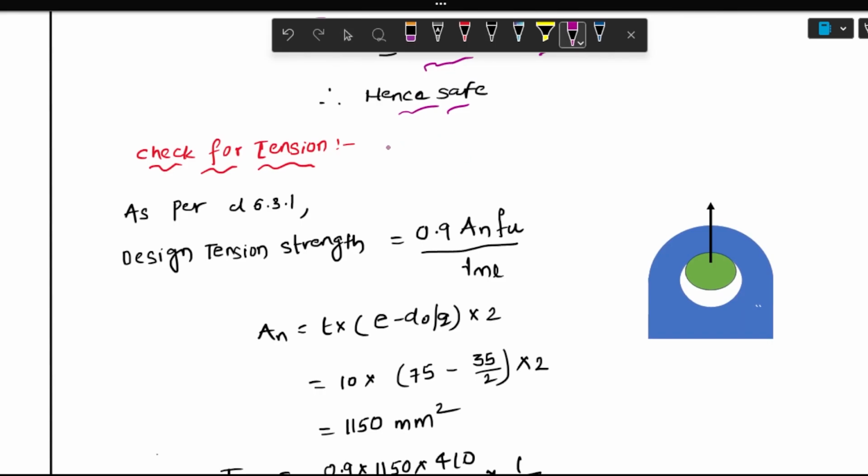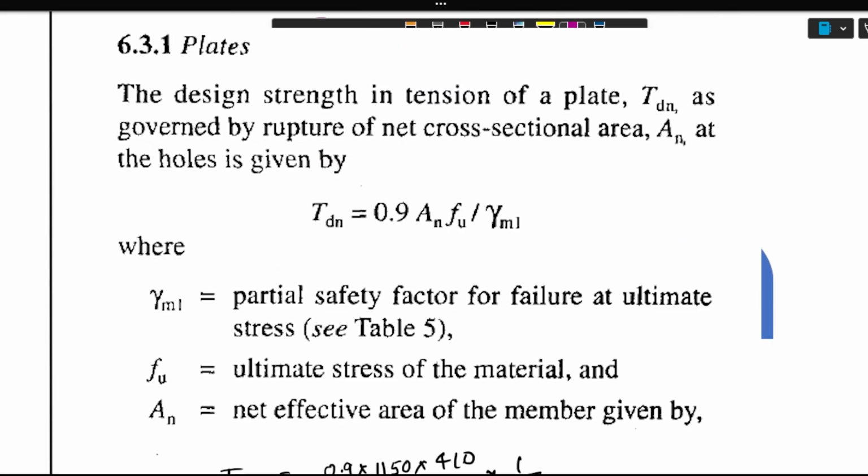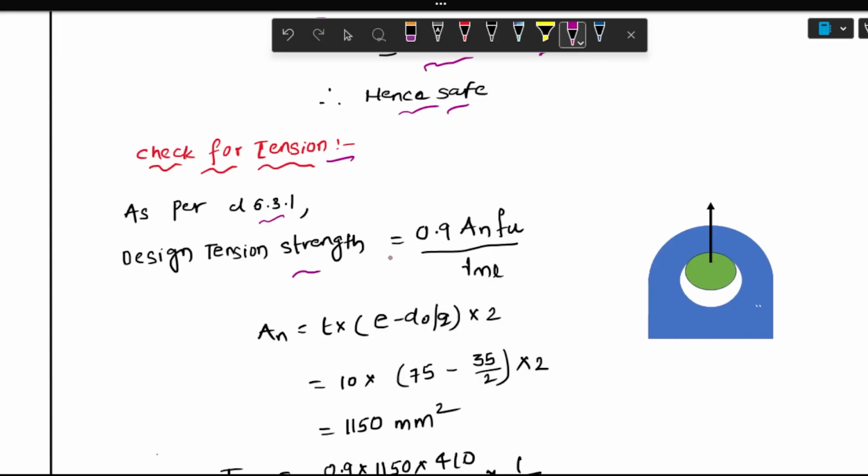Now let us get into the final thing, that is check for tension. You can observe the snip of the check for tension as per clause 6.3.1. The tension formula is given in the IS 800 2007. This is the snip. Next, coming to the design tension strength, it is 0.9 An Fu by gamma m1.